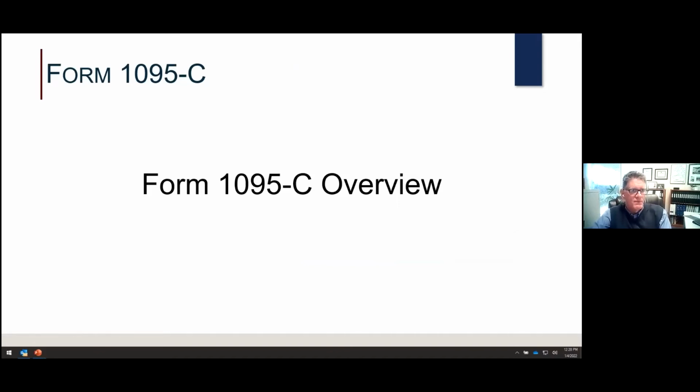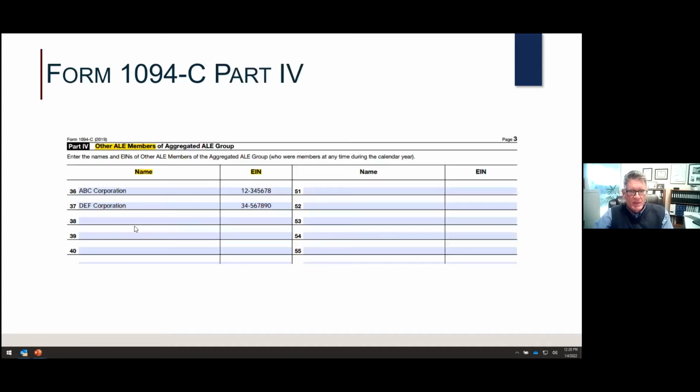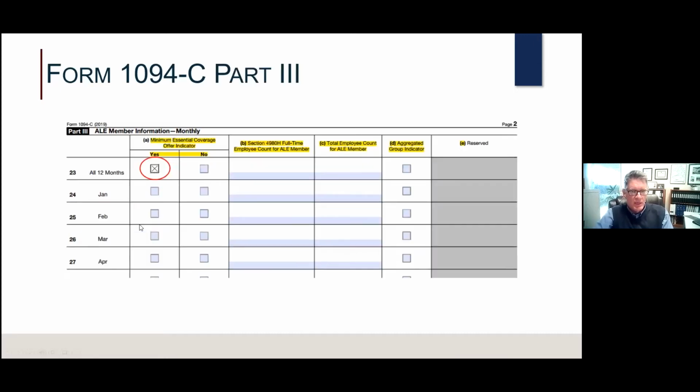The only real benefit of checking that box is that the IRS permits you to not complete, let me go back to that screen here, it allows you not to complete column B, the full-time body count, on page 2 of the 1094C. There really is no other benefit to that, and so I don't really recommend that employers check that. It doesn't really do anything.